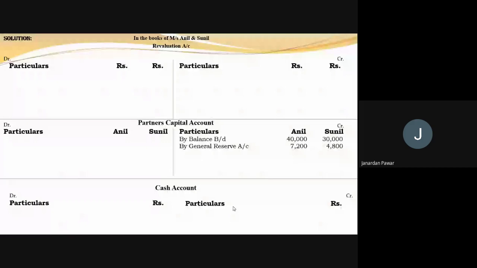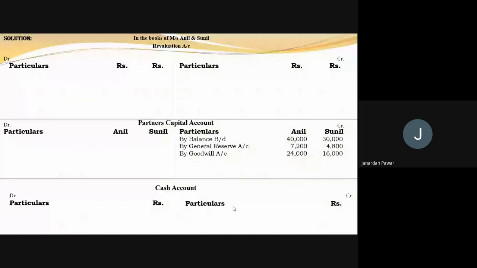Then the next point that you can see on your screen, that is by goodwill. So goodwill is also given there, and we have to distribute this goodwill among the partners in their old profit sharing ratio. So 40,000 we have to distribute among the partners in their old profit sharing ratio, that is 24,000 and 16,000.